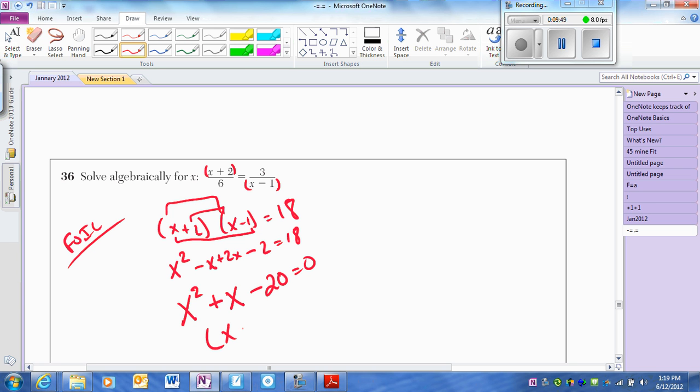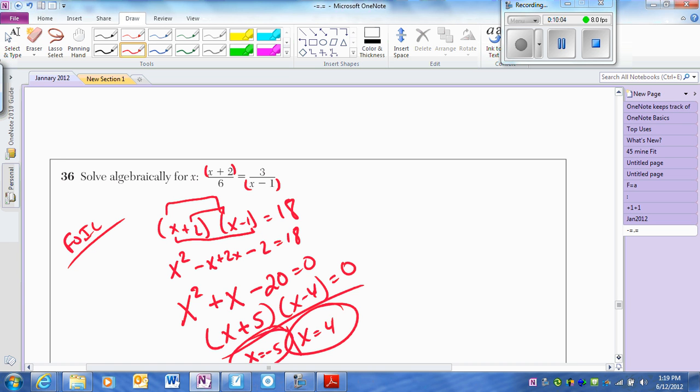Factoring here is pretty easy. X plus 5, x minus 4, they add up to 1 and they multiply to negative 20. And I have two answers, x equals negative 5 and x equals 4. Both answers work.